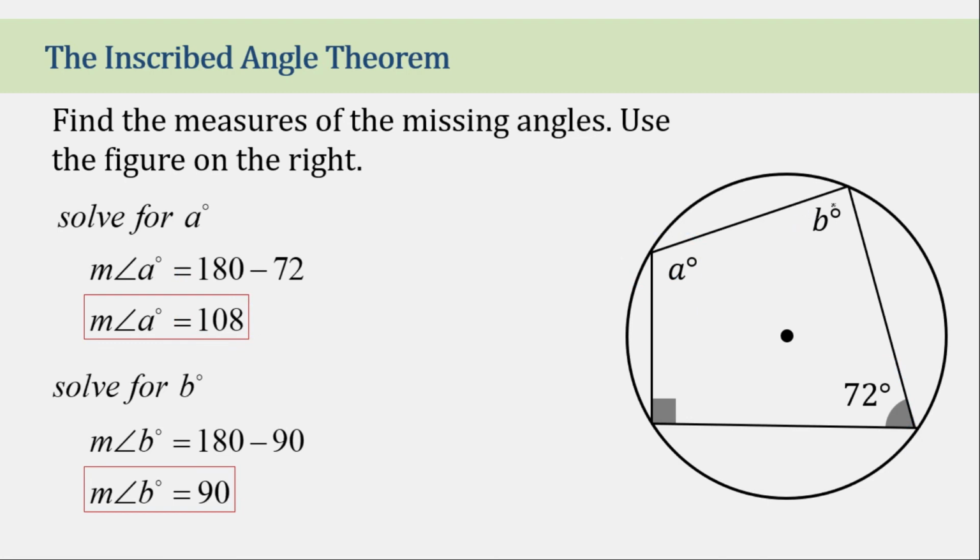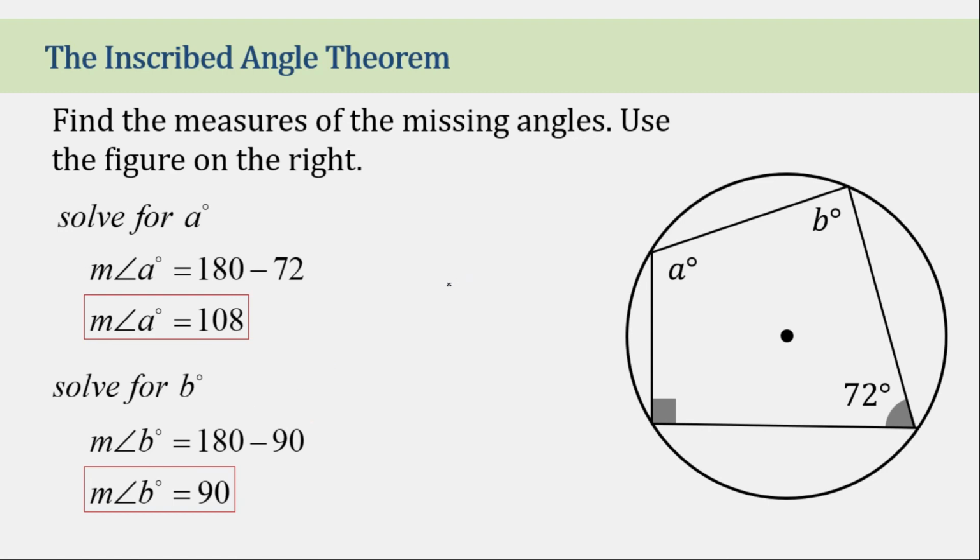On the other hand, to solve for angle B, we need to know what we are going to add to this angle to get 180 degrees. Since this is 90 degrees, the question is, what are we going to add to 90 to get 180? And the answer is 90. So that is the measure. That is how this theorem works.